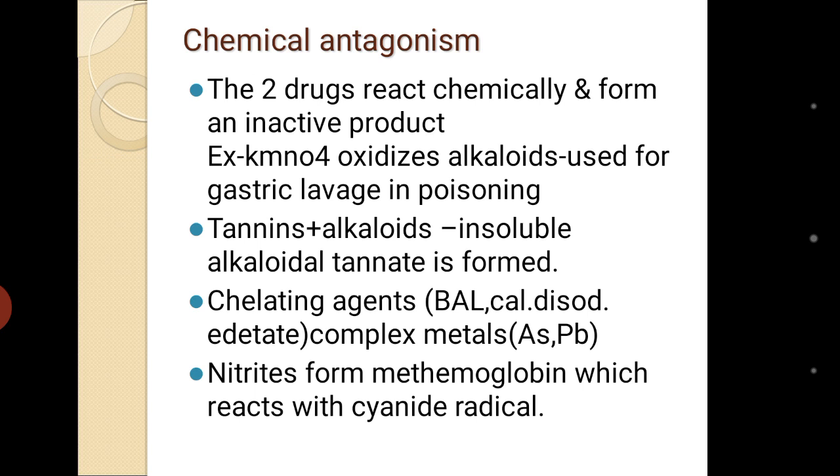Next one is the nitrates. Nitrates are mainly used for the treatment of angina. They can also be used in case of cyanide poisoning, because when nitrates react with hemoglobin, it forms methemoglobin. Then methemoglobin reacts with the cyanide and forms cyanomethemoglobin. That compound is easily excreted through the urine.